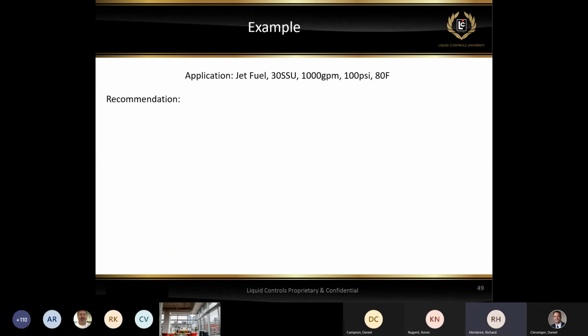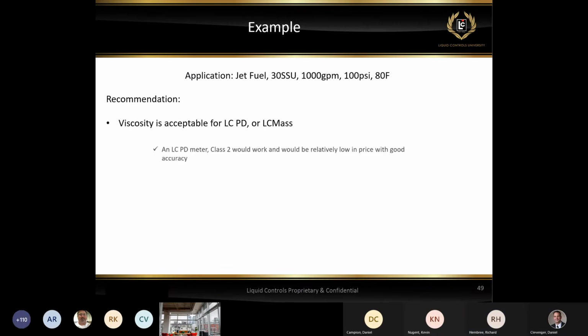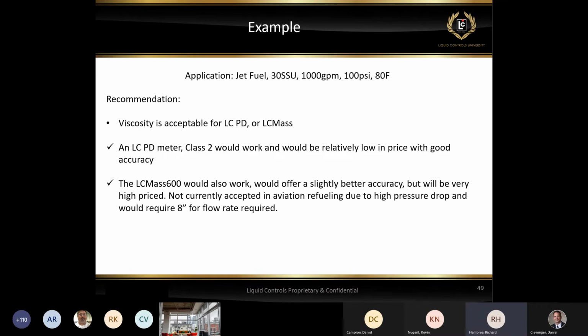Applications for jet fuel, we've got a couple of examples here. Recommendations at 1,000 GPM, 100 PSI at 80 degrees F. As long as the viscosity is acceptable, we can use an LCPD meter, or we could use a mass meter. It just depends on the viscosity. An LCPD meter class 2 would work and would be relatively low in price with good accuracy. The LC600 mass would work as well and would offer slightly better accuracy, but at a very high price.